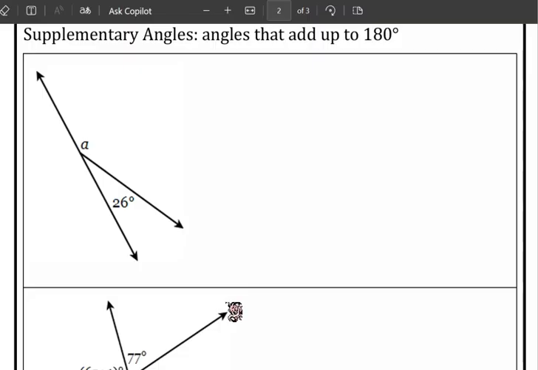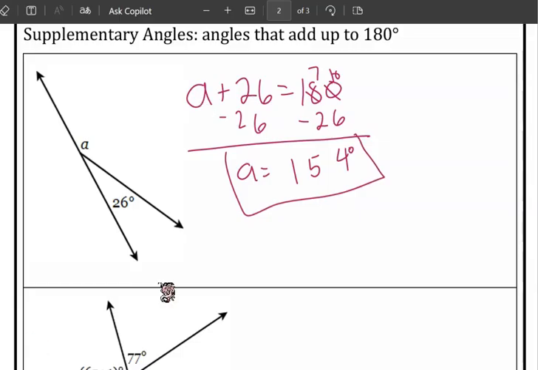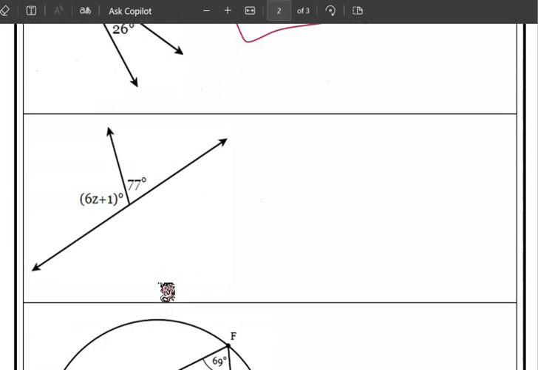Supplementary angles are angles that add up to 180 degrees. Let's set A plus 26 equal to 180. Subtract 26 from each side. A equals 154 degrees. Let's look at the next one.